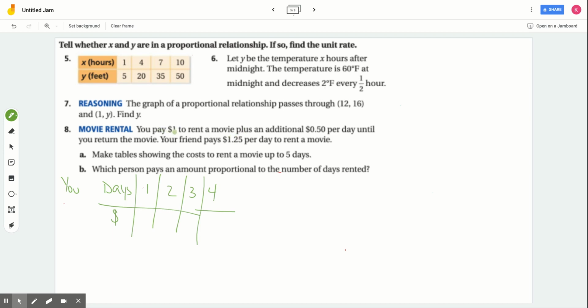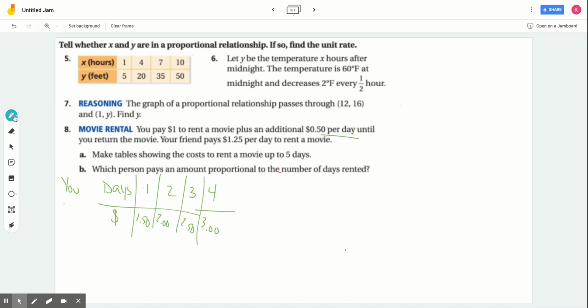So we know $1 to rent the movie plus 50 cents per day. So for the first day, $1 plus 50 cents is $1.50. Each day it's going to increase 50 cents because we're paying 50 cents per day each day. So $1.50 plus 50 cents, $2 plus 50 cents, $2.50 plus 50 cents. So this is my table for what it would cost for me.